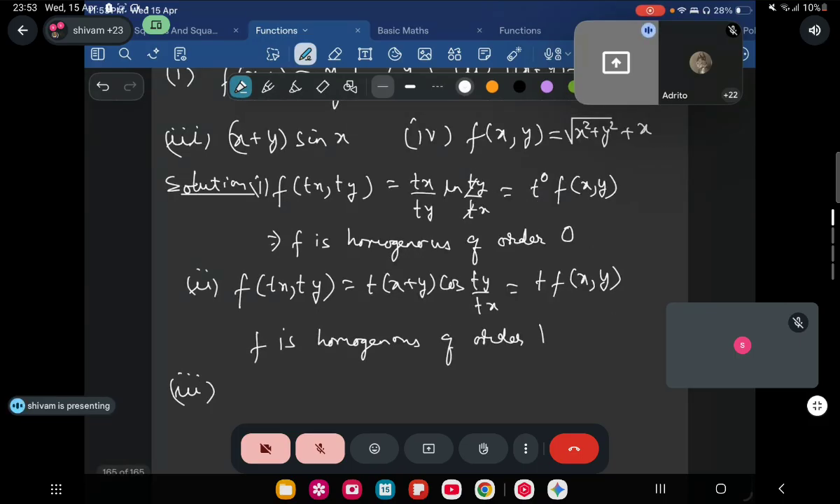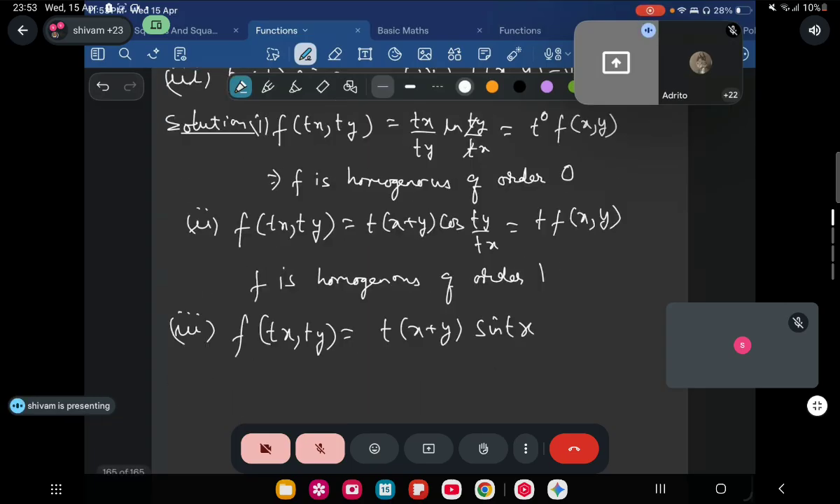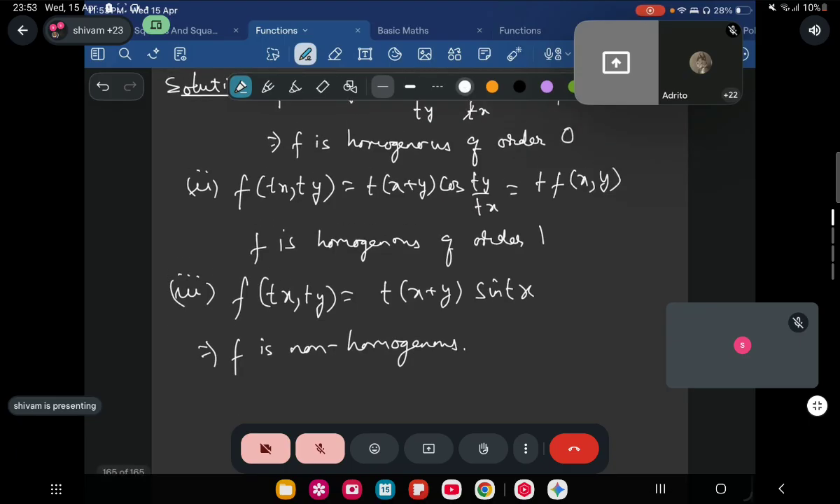Next, number 3. Part 3, x plus y into sin x. So if you write f of tx comma ty, you are going to get t into x plus y sin tx. But now see, you cannot take t outside here. So this implies f is non-homogeneous. Next, part 4.